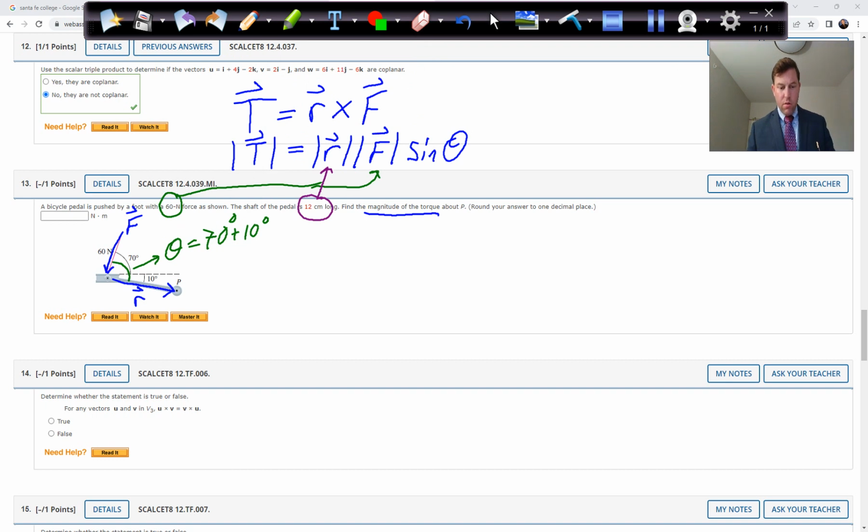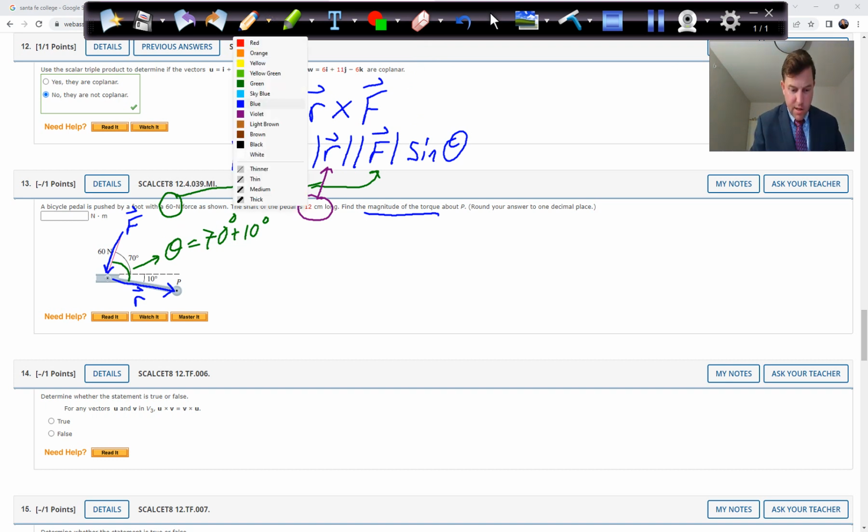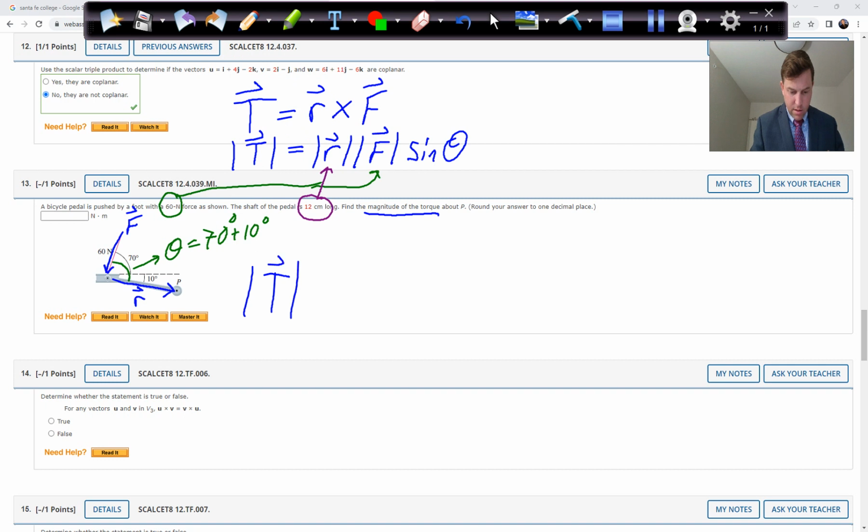Okay, so all we have to do is take the magnitude of R. Now be careful, they want the units in meters, so you have to convert 12 centimeters to meters by dividing by 100.